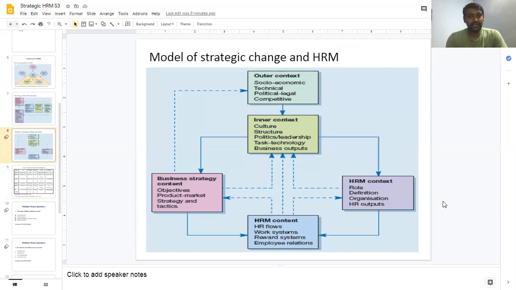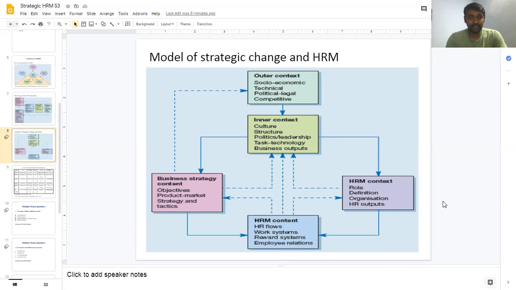Whereas if we consider the inner context, we have culture. Different people working in the organization will have different cultures, different structures. The hierarchy is completely different. The politics, the leadership is different. In some organizations we see democratic leadership styles, in others we see autocratic leadership styles. Like that, we have different leadership styles. So these are the inner and outer context of HRM.